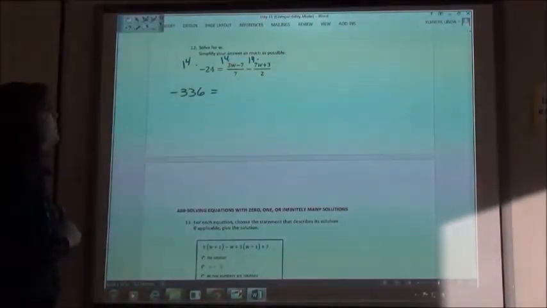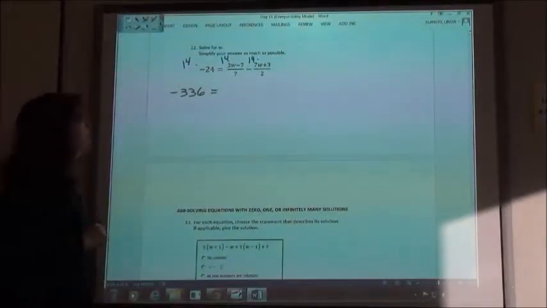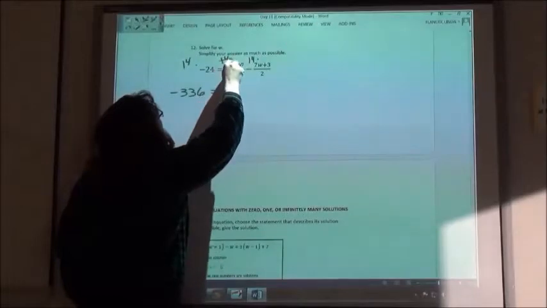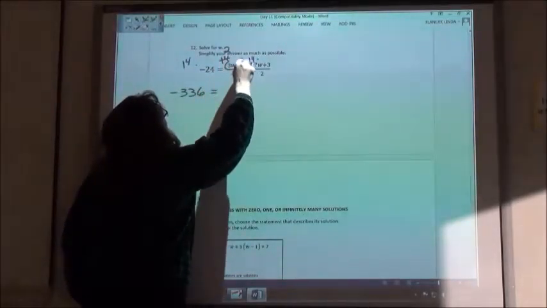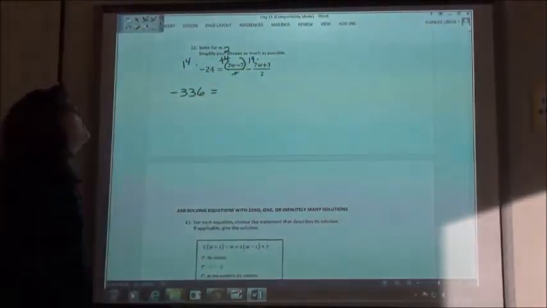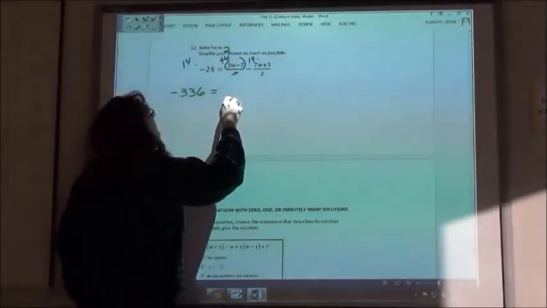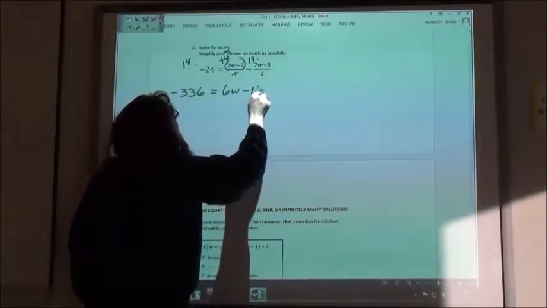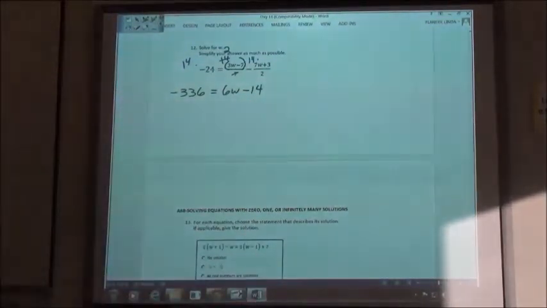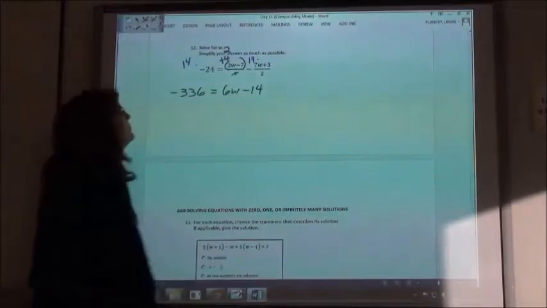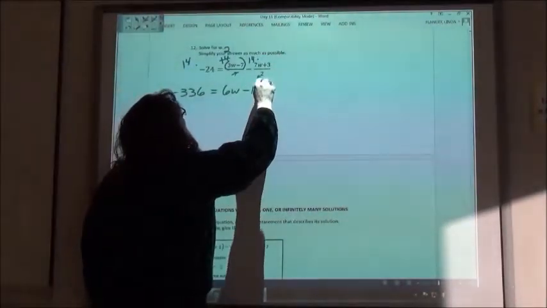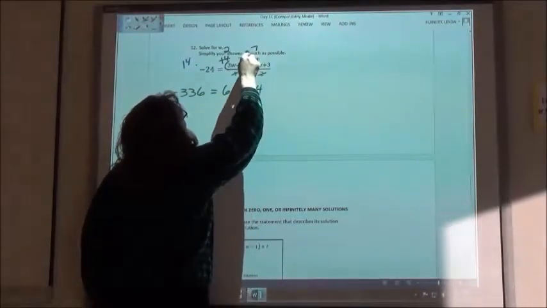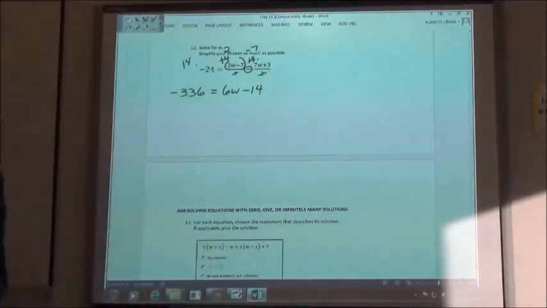Okay, then we're going to divide. 7 goes into 14 twice. So 2 times the top of that is 6w minus 14. No, yeah, that's going to be 7. So 2 goes into 14 7 times, but there's a minus in front, so we want to think of it like a minus 7.